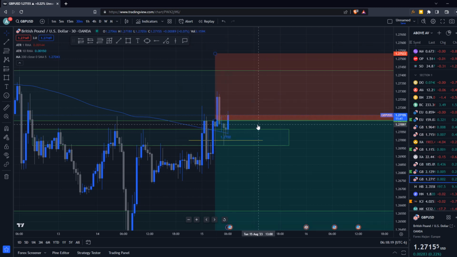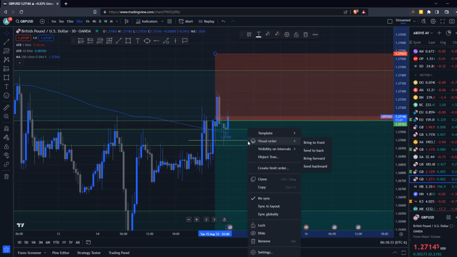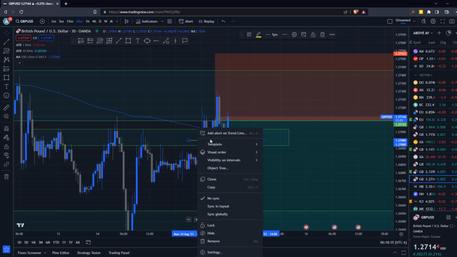Let price break that. Let price break below that on the 30-minute here. Oh, my mouse just froze. Bear with me. Oh, there we go. Let price break this level and close below it, and then I think you're good to go. So I'm actually going to set an alert here if TradingView lets me.